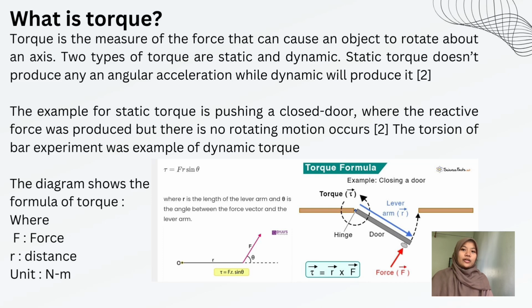Two types of torque are static and dynamic. Static torque doesn't produce any angular acceleration, while dynamic torque will produce it. An example of static torque is pushing a closed door, where a reactive force is produced but no rotating motion occurs. The torsion of bar experiment is an example of dynamic torque. The diagram shows the formula of torque, which is torque equals F r sin theta, where F stands for force, r for distance, and theta for the angle between the force and the lever arm.